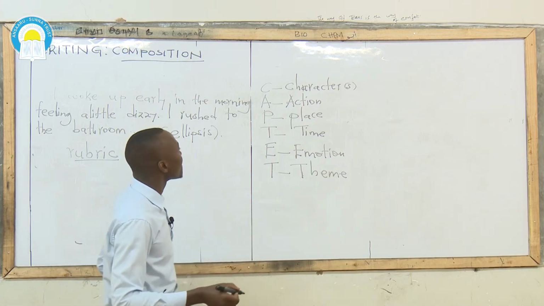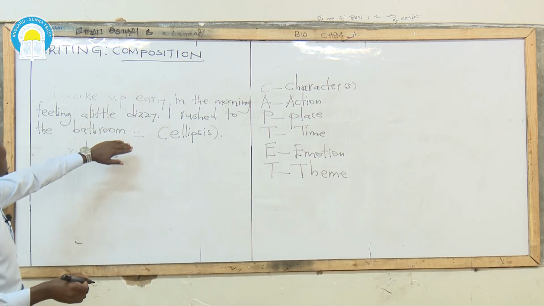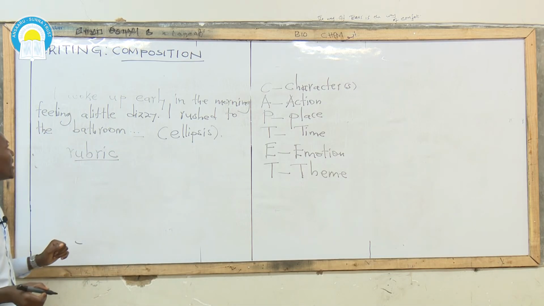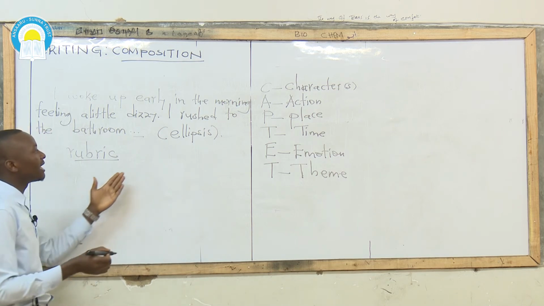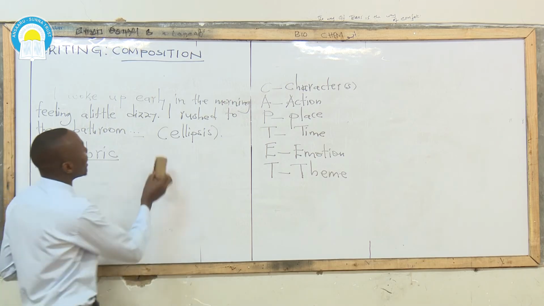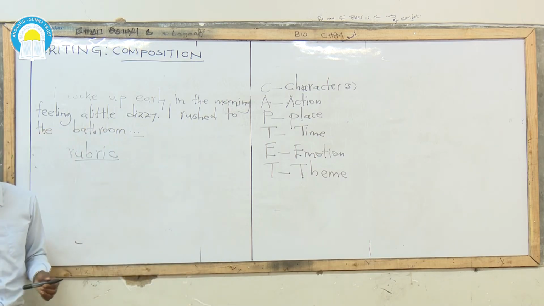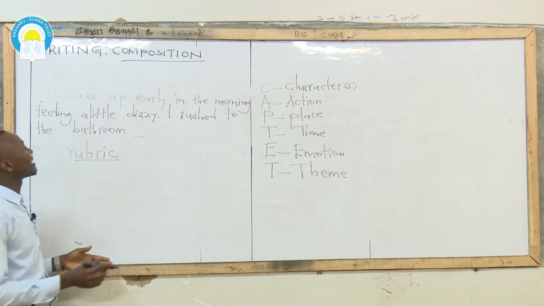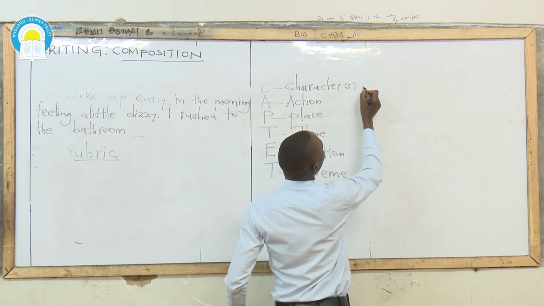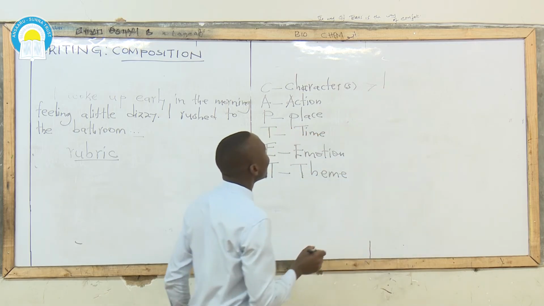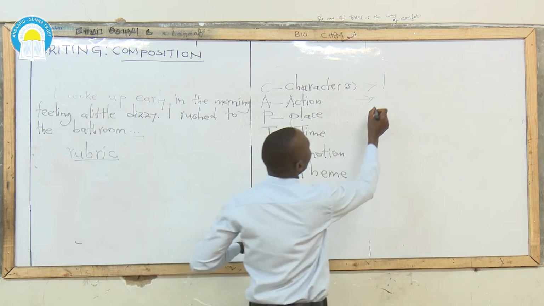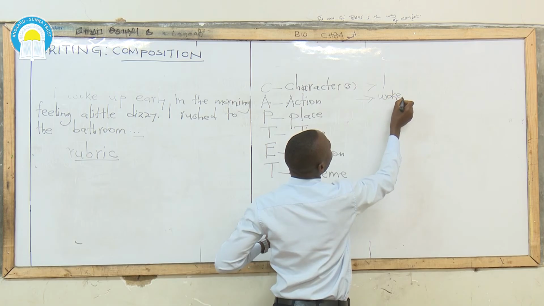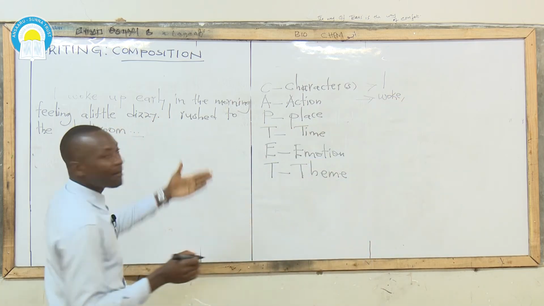That is the theme. Now, I want us to break down our rubric on the board using the CAPTET acronym. I woke up early in the morning feeling a little dizzy. I rushed to the bathroom. Then we have the ellipses, the 3 dots to be completed. Now, who are the characters here? As far as I can see, we only have one character, and that is I. Then action. What did I do? I woke. So the first action is woke. That is the action, the doing word, the verb.